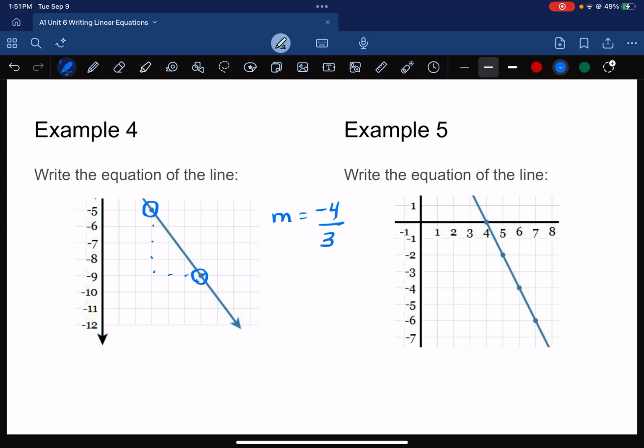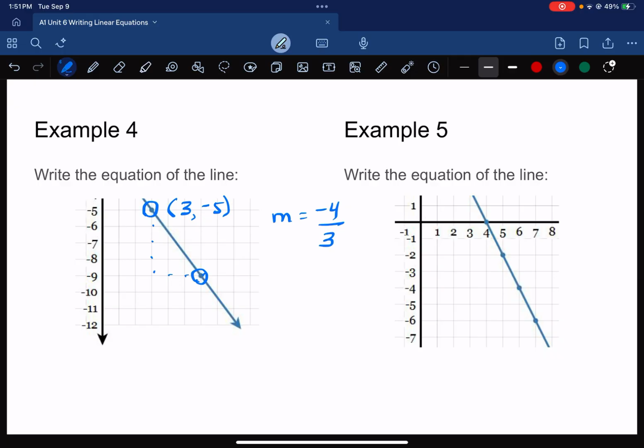And then over 3 to the right, it's positive 3. And then I don't have my y-intercept here, but I have some points. Like I circled this point right there. What are the coordinates of that point? Well, it's 1, 2, 3 on the x, and it's negative 5 on the y.